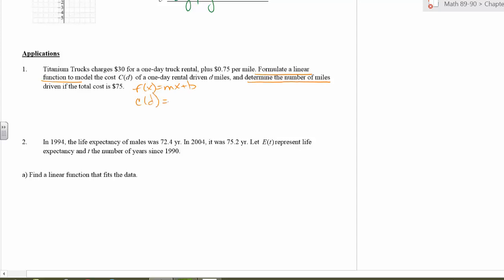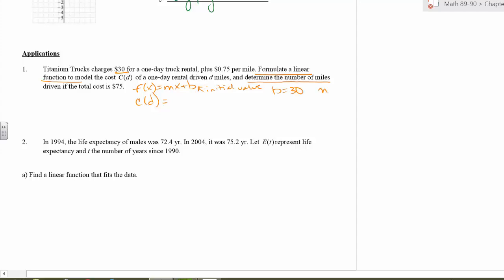Well, in order to mimic mx plus b, I need an initial value. I need a starting point. So that's what the y-intercept is. It's the initial value. It's where you're at time 0. Well, for us, at time 0, we have to pay $30 no matter what. The minute we pick up that truck, we're paying $30. So for us, b is equal to 30.